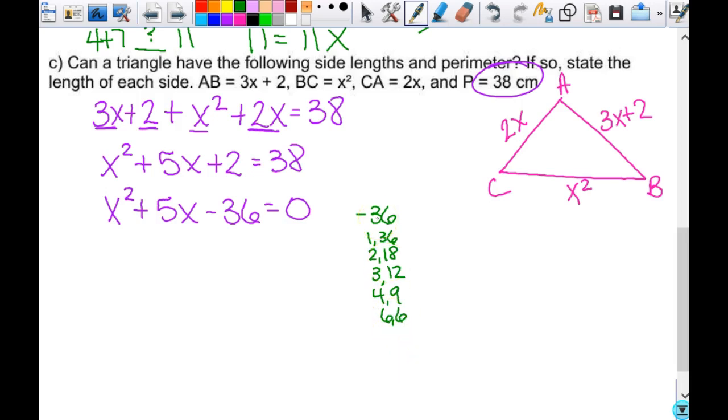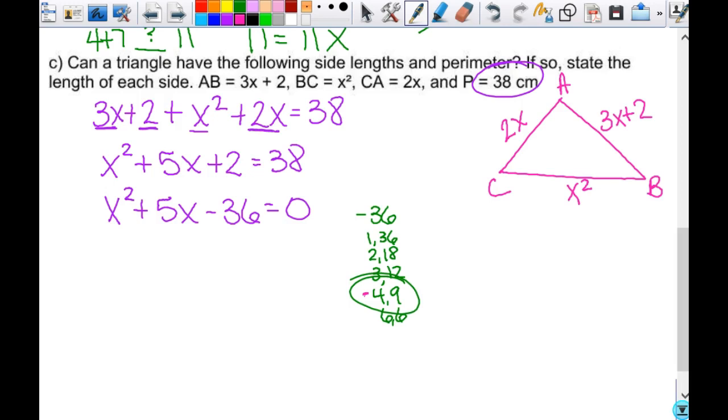But since the signs have to be opposite, I have to think about these two numbers subtracting to give me 5. Which one's the winner? 4 and 9, right? And then which one of those two is negative? The 4, okay? Now, I do not have to do grouping. I'm going to do grouping because I want to show you where some of you are losing it. But then I'm also going to show you why we didn't even need to do that, okay?